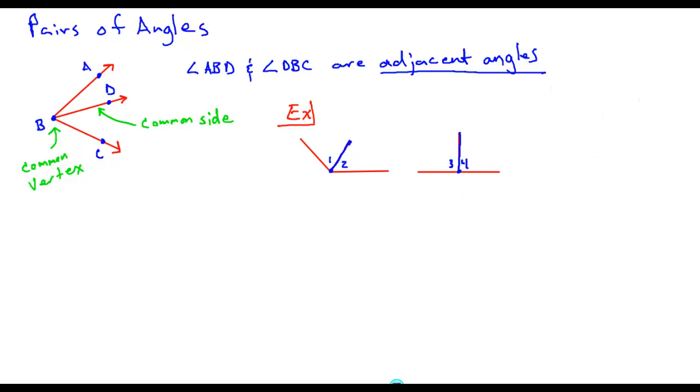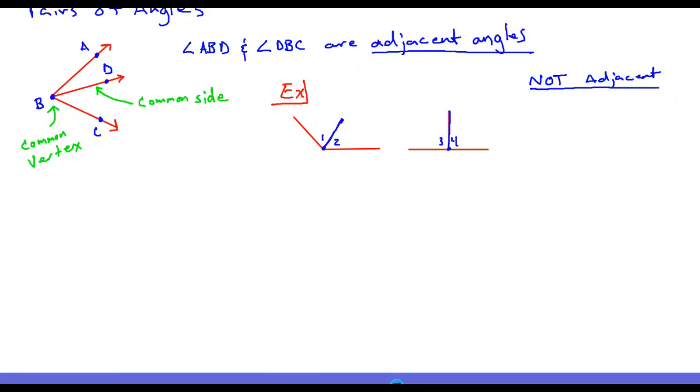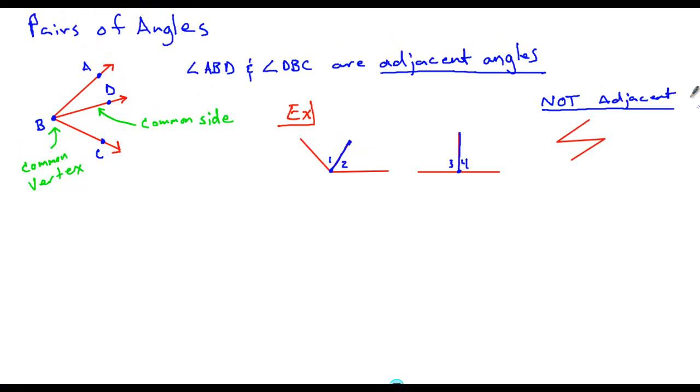Now I'm going to draw you a couple of pictures over here that are not adjacent. Okay? And the only reason I'm doing this is because people always want to say that these are adjacent. So we're going to go ahead and do a couple of quick examples. Here's the first one. All right, so that could be angle 5 and angle 6. Now, these two angles do share a common side right here, but they don't have the common vertex. So these are not adjacent angles.